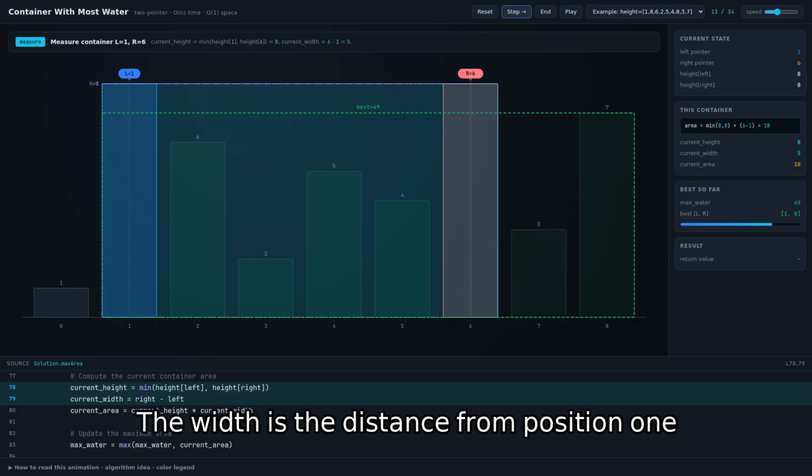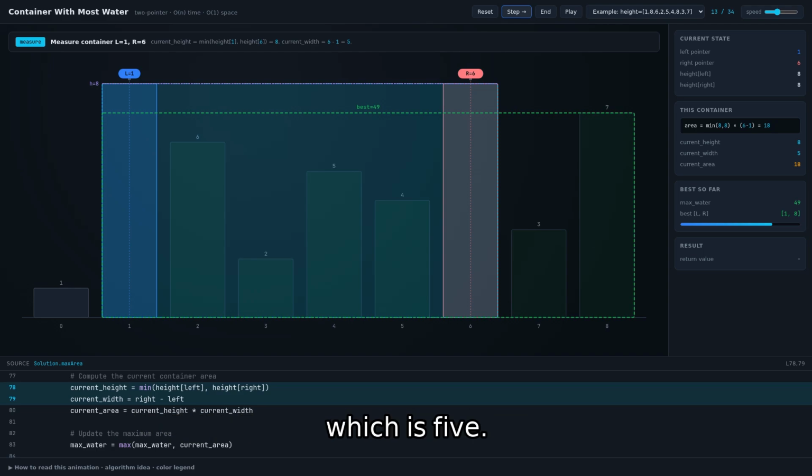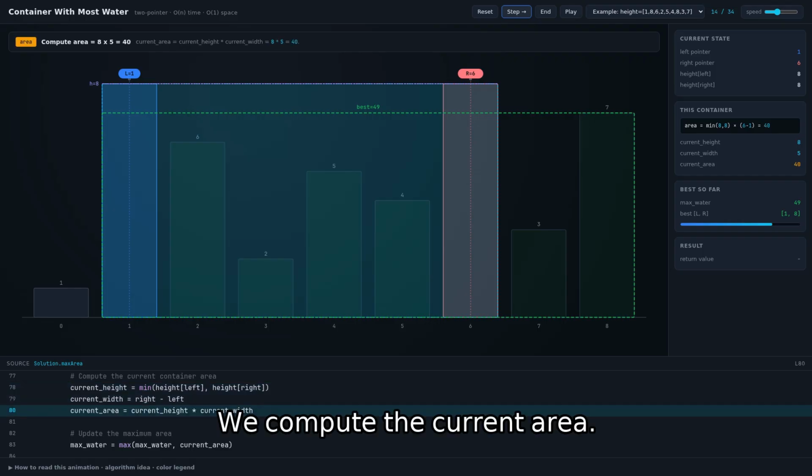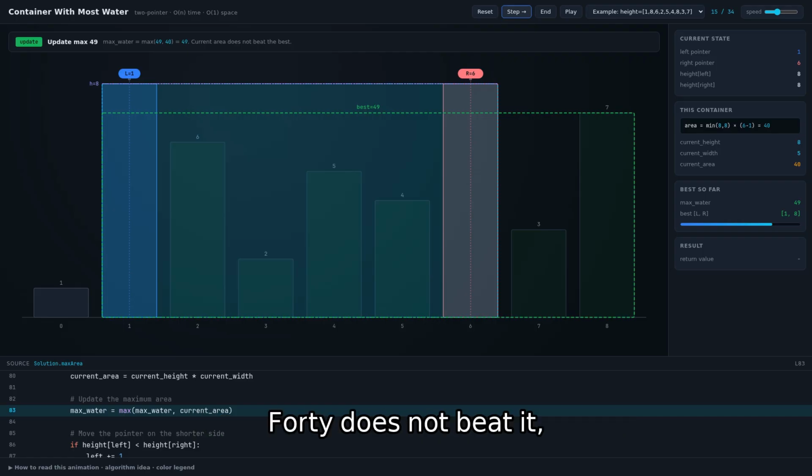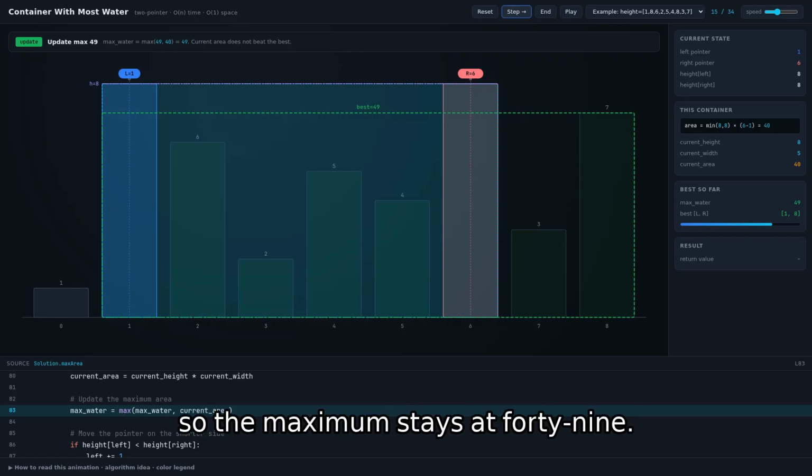The width is the distance from position 1 to position 6, which is 5. We compute the current area. 8 times 5 gives 40. We compare 40 with the best of 49. 40 does not beat it, so the maximum stays at 49.